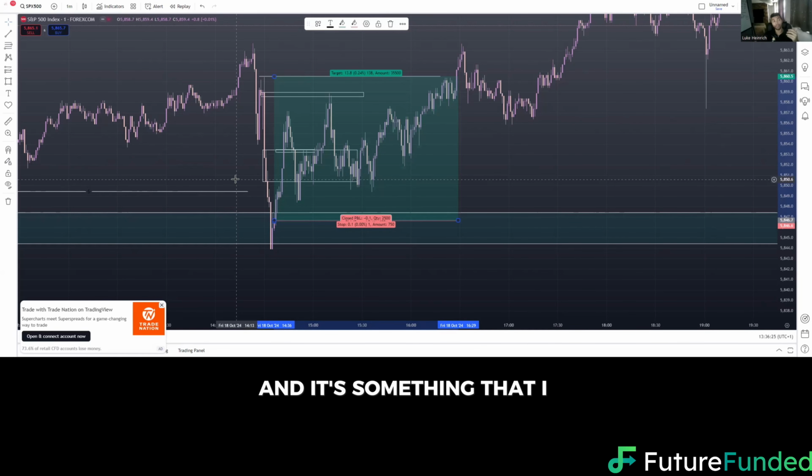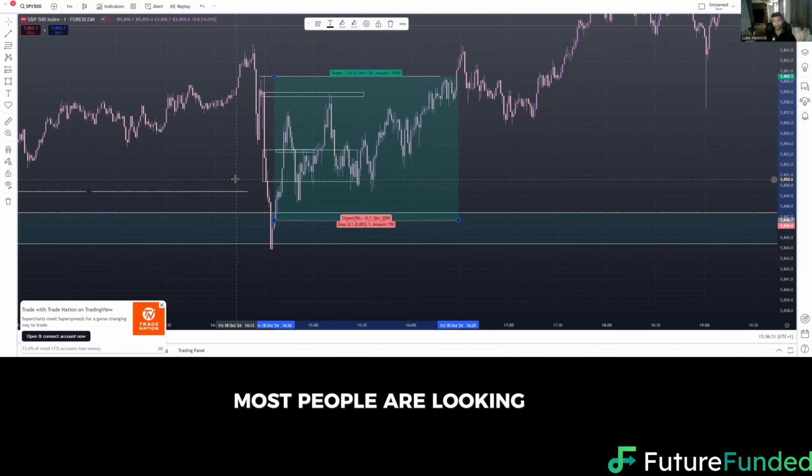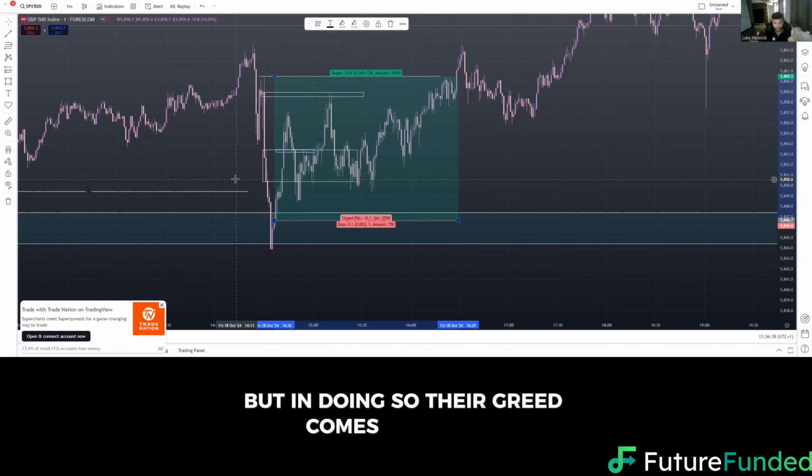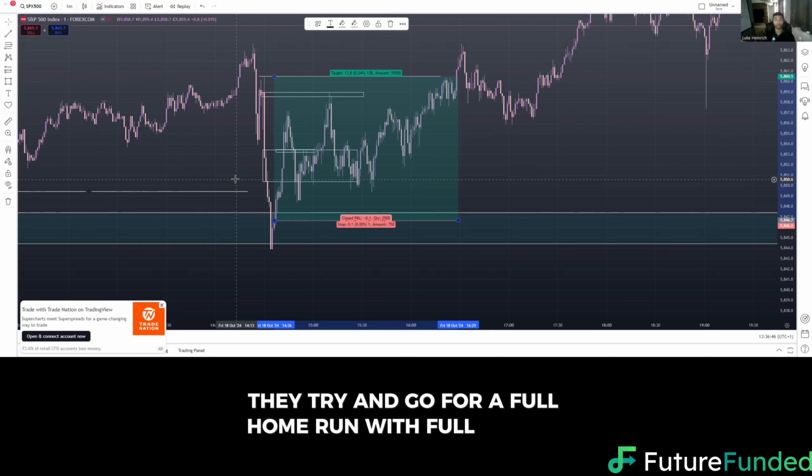And it's something that I think most people get confused with, or their mindset isn't aligned with. Most people are looking for these home runs. They're looking for these big 1 to 5s, 1 to 8s, 1 to 10s. But in doing so, their greed comes into play. So they don't manage their risk accordingly. All right, they don't take partial profits. They try and go for a full home run with full risk on.